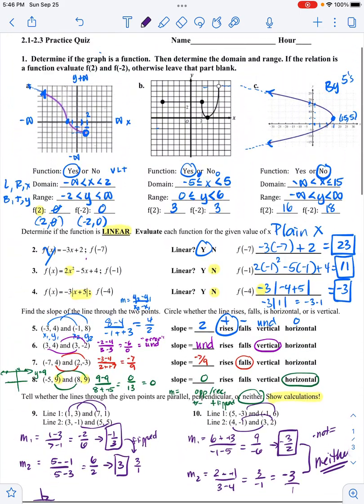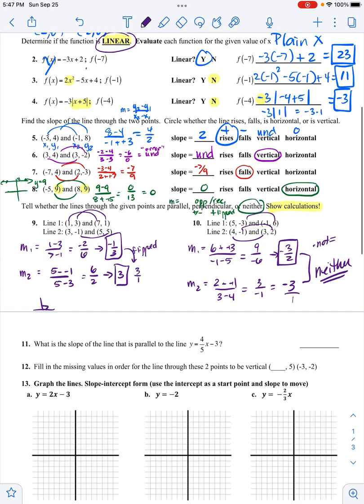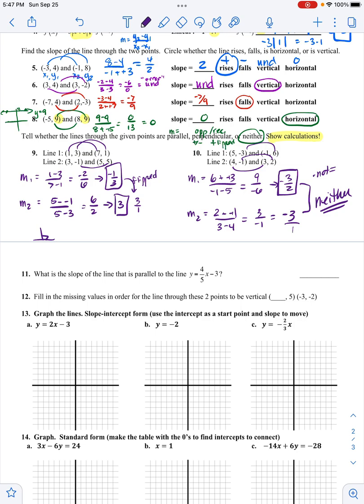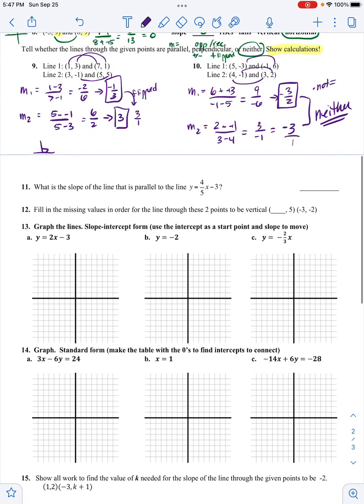So the concepts so far are kind of understanding domain, range, finding these values, vertical line test, when is something linear and how do I plug numbers in, finding the slope to decide if it rises, falls, vertical or horizontal, and then deciding if things are parallel or perpendicular. The rest is graphing and kind of applying word problems. So let's take a little peek at that.